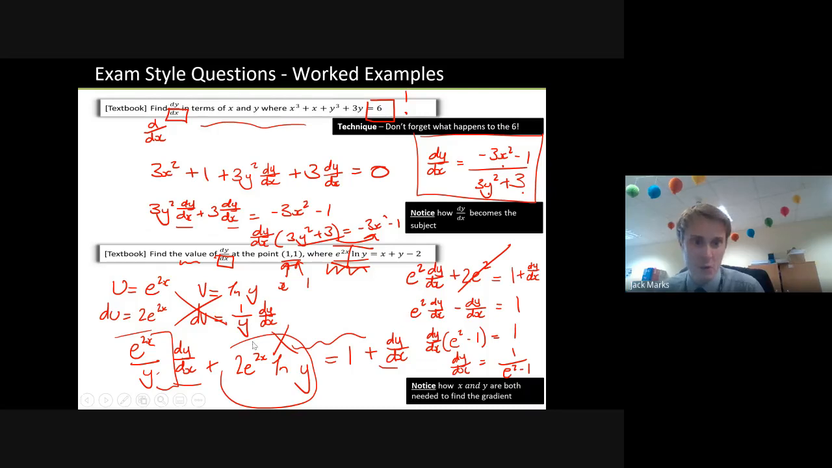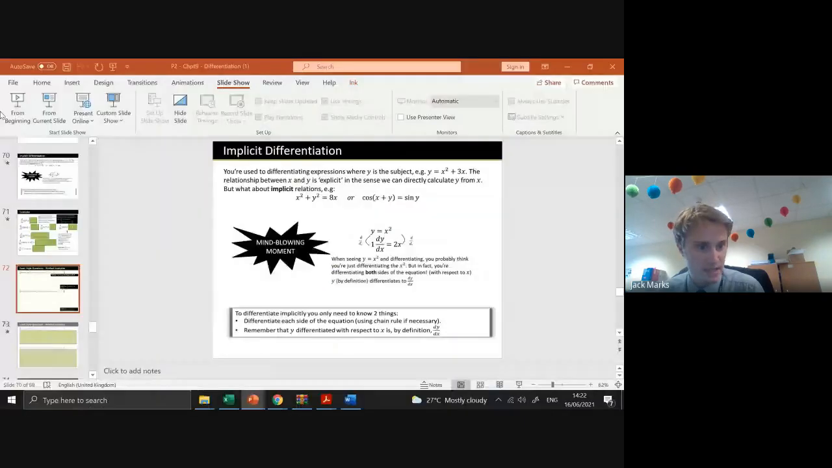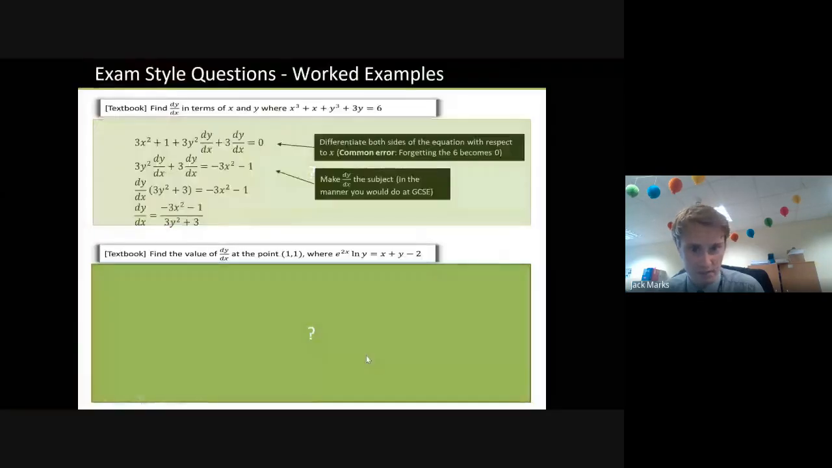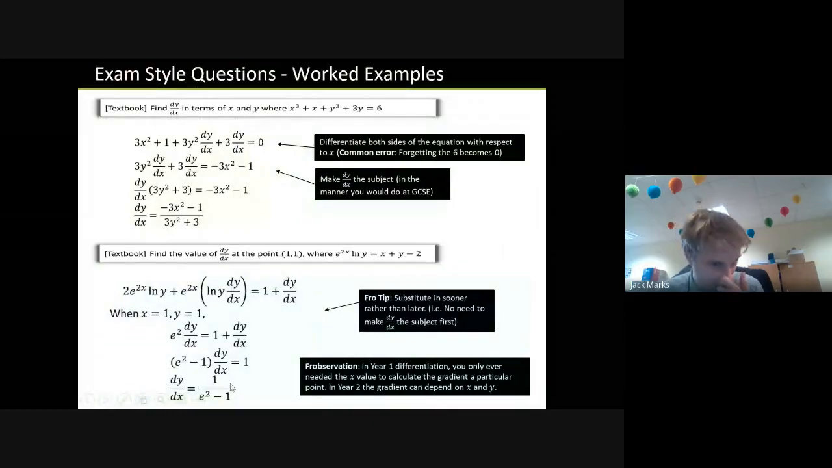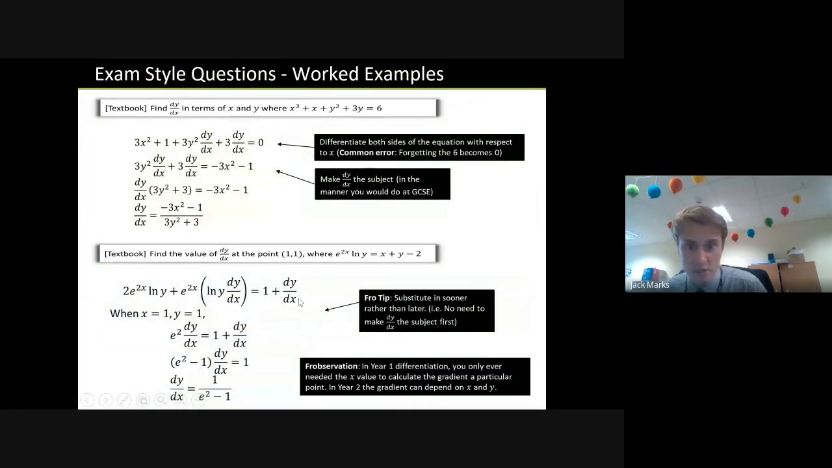Okay, so depending on what the question wants, if you think ahead, you might be able to save yourself a little bit of work. Let's just see if we've got neater versions of those ones there. Yeah. Okay, so they've done the same. Substituting sooner rather than later is a good way to go here.